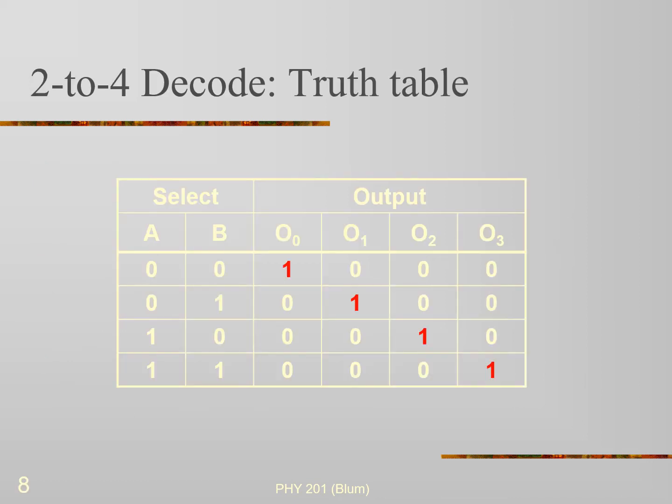So here we see the truth table for a 2 to 4 decoder, meaning that there are 2 selects and they lead to 4 possible outcomes, only one of which will be selected. The inputs are the selects A and B, and then we have 4 outputs, and each output is chosen by the combination A-B. So when A is 0 and B is 0, we're choosing output 0. When A is 0 and B is 1, we're choosing output 1. When A is 1 and B is 0, we're choosing output 2. And when A is 1 and B is 1, we're picking output 3.